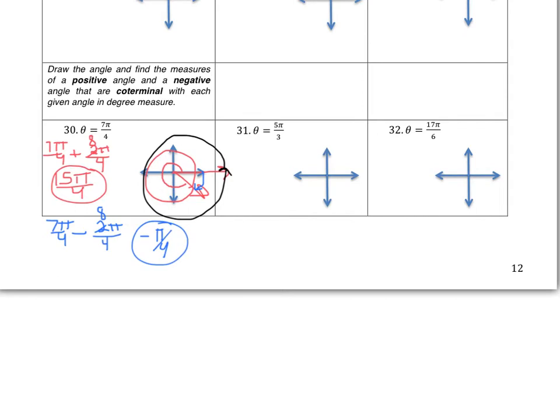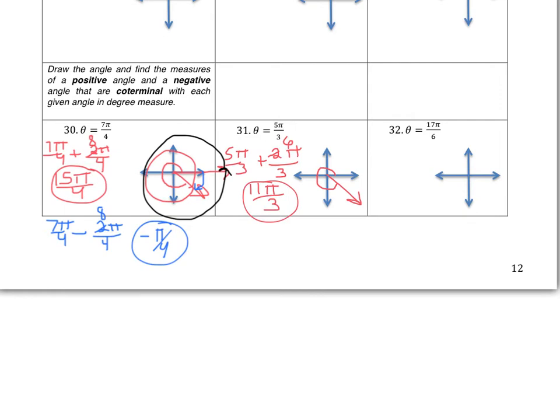In number 31, we look at 5 pi over 3. We have broken down pi into thirds. So we have 3 here, and then we go 2/3, and there's our initial angle. And now we're going to add and subtract 2 pi. So let's take 5 pi over 3, and we're going to add 2 pi. But in thirds, we're going to multiply the bottom by 3 and the top by 3, and we get 6. So 6 and 5 is 11 pi over 3.